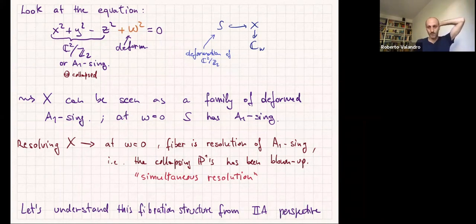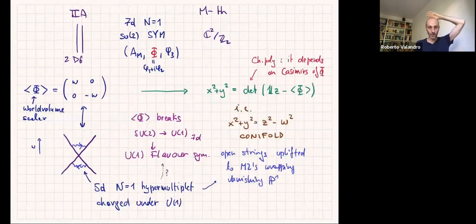Now, all of this has a very nice gauge-theoretic description that we can understand if we go to the type 2A picture. It's known that if you take type 2A and you put two D6 branes in flat space-time, this is dual to M theory on C2 mod Z2. This gives rise to a 7-dimensional N=1 SU(2) super Yang-Mills with a 7D vector multiplet. This vector multiplet has three real scalars, or a complex scalar and a real scalar.